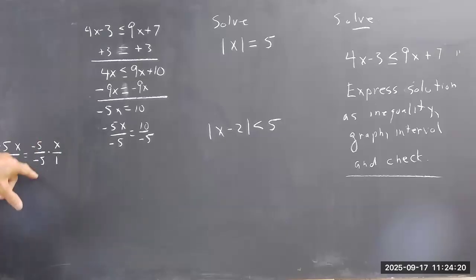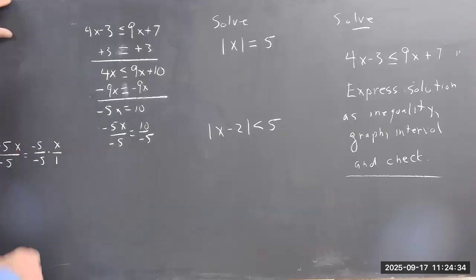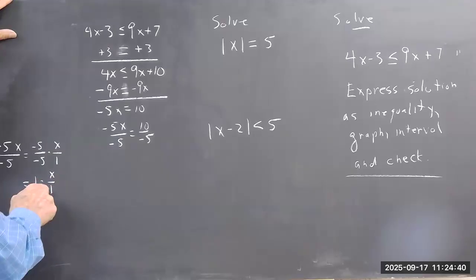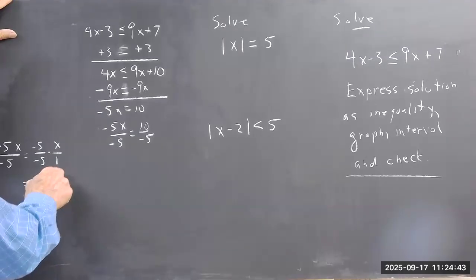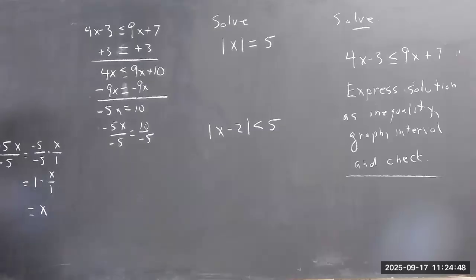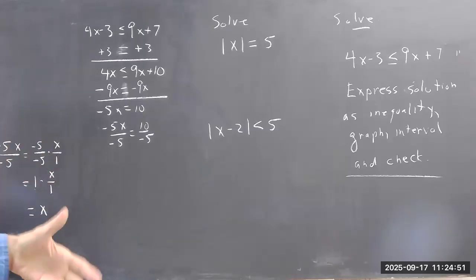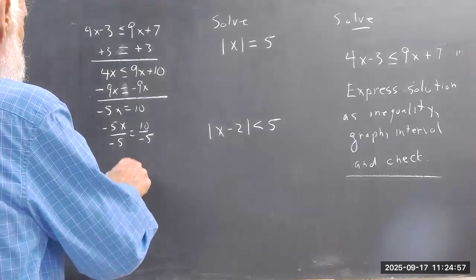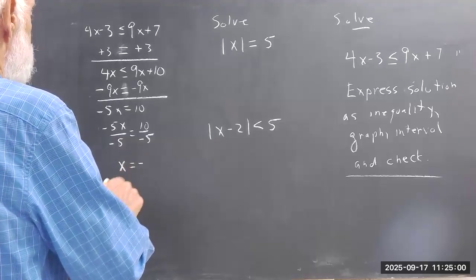I could write this as -5 over -5 times x over 1. Why is this equal to this? Because if you multiply -5 by x, you get -5x. If you multiply -5 by 1, you get -5. And then, of course, that equals 1 times x over 1. 1 times anything is that thing, and 1 divided into anything is that thing. So multiplication by 1, division by 1 doesn't change whatever you got, so you get x. As a result, we have x equals -2. Okay.